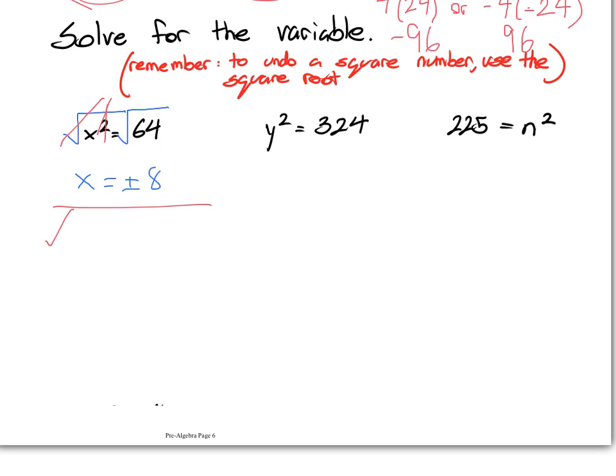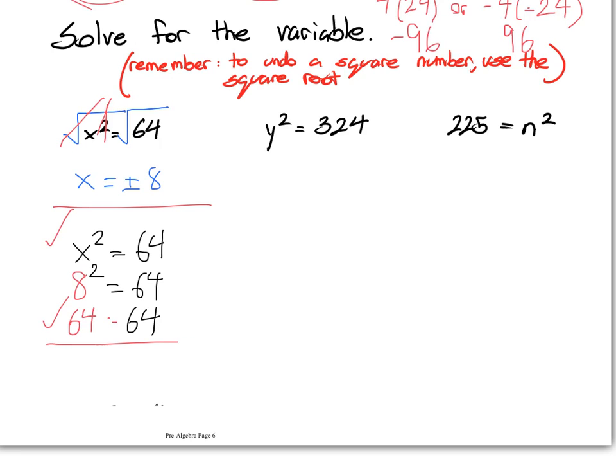Well, we go back to the original untouched equation, and we're going to swap out this x for both of our answers, a positive 8 and a negative 8. So we do have to check this twice. If I replace this x with a positive 8 and everything else remains the same, do I get an accurate statement? 8 squared is 64, which is equal to 64. So it did work here, but that's not enough. We have to check our work twice, because not only is the answer positive 8, it's also negative 8.